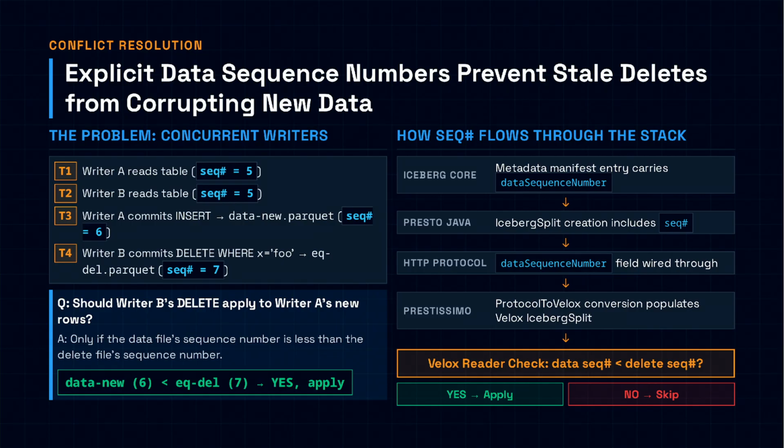The answer is an invariant that V3 has introduced: only when the data file sequence number is less than the delete file sequence number is the mutation applied onto the new snapshot. Otherwise, if this invariant is not satisfied, we will not do it. This is how the sequence number flows through the stack. We have introduced sequence number in Presto Java, wired it through to Prestissimo, and used it in the Velox stack.